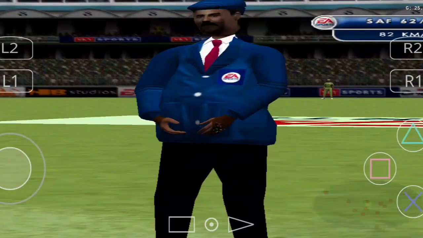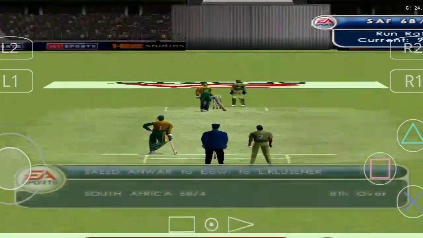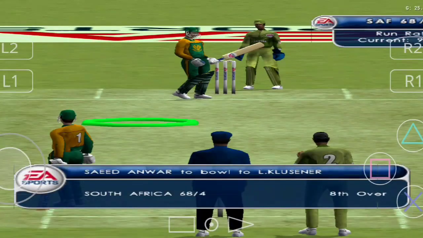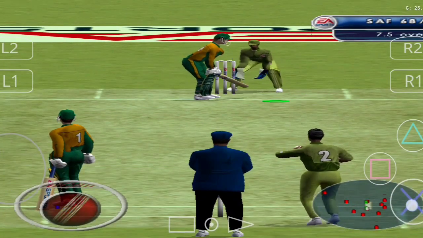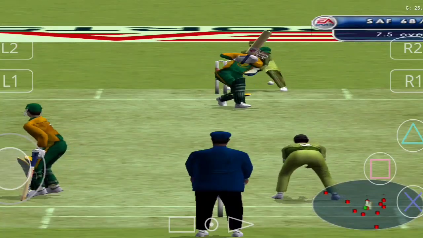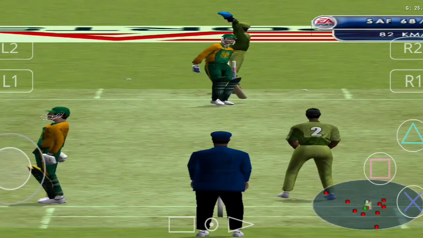Klusner absolutely smashed that for 6. He smashed that a long way. Great to watch for the neutral, but the bowler won't be too happy. Klusner waiting at the striker's end.